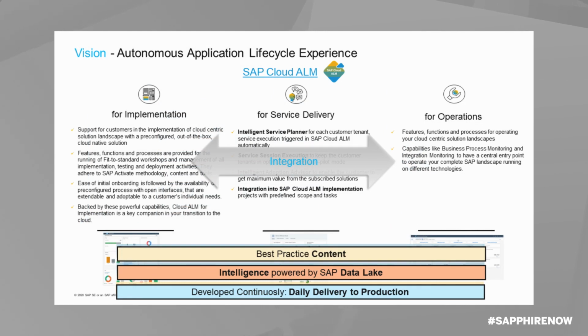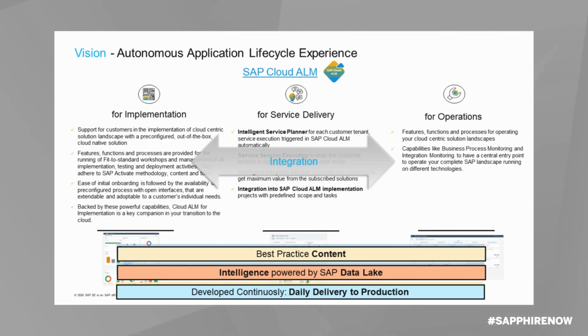What does this vision of an autonomous application lifecycle experience for Cloud ALM mean? It means that all the areas for implementation, for operations, as well as for service delivery are driven by data, by the content for best practices, by artificial intelligence powered by our SAP data lake, and clearly by an agile development method, which allows us to deliver daily into production, which you are using. All this integrated, driven by data. That is what the vision is about.